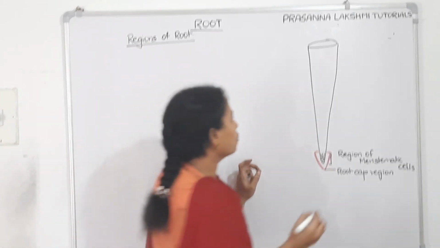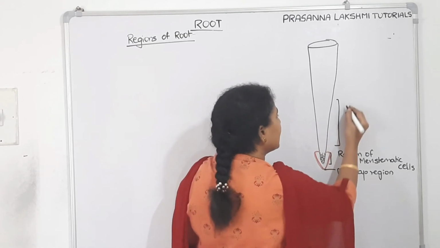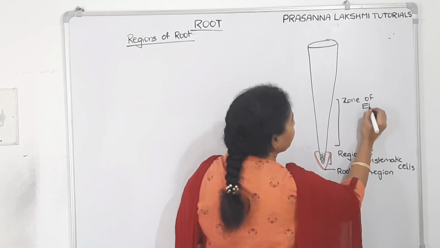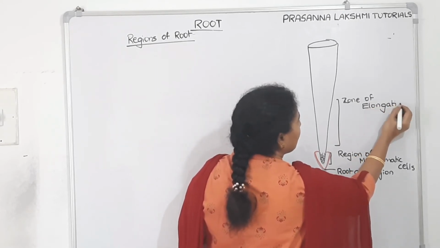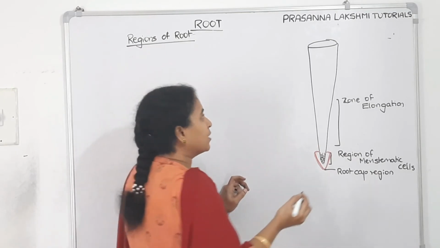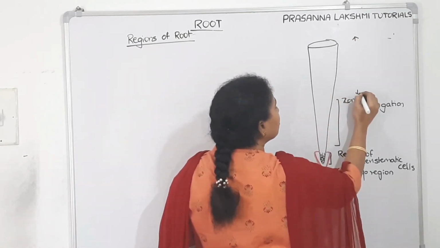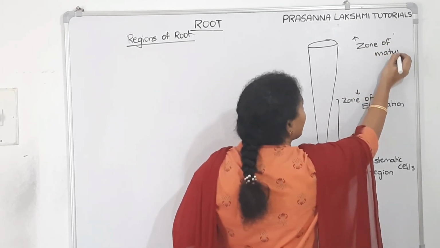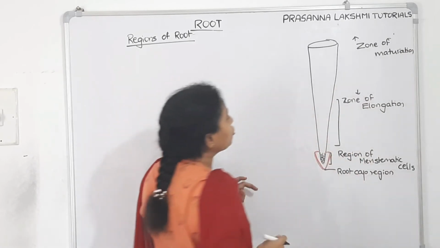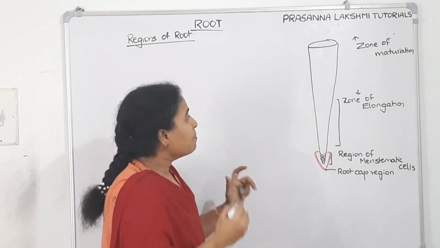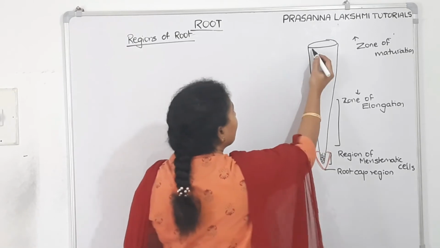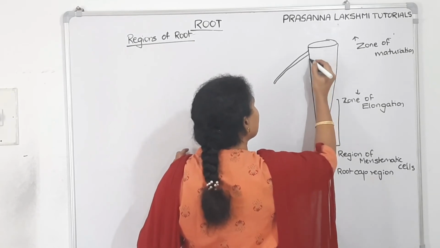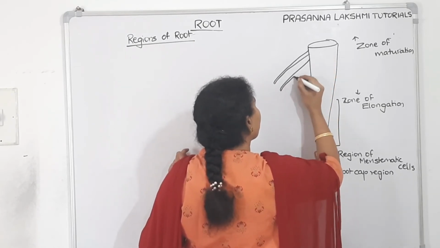And the next zone till here is the zone of elongation. And the next zone is zone of maturation. In the maturation zone only, we can see many root hairs come out. So, here we can see many lateral roots and root hairs coming out. So, here is one root hair, another.